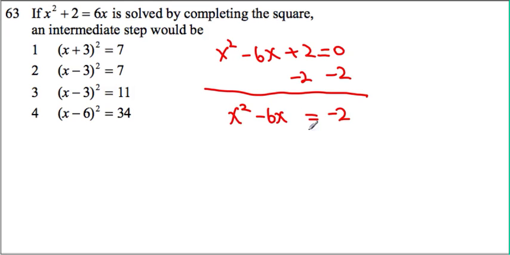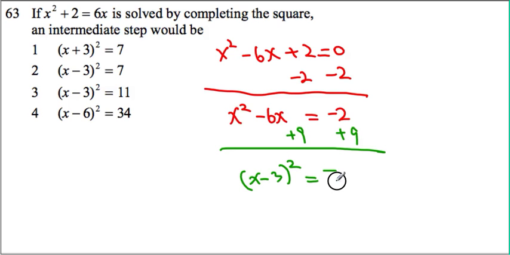Which number would you need? Yeah, that's right. We're going to divide this one by 2 and then square it. That means plus 9 on each side. Then here on the left side, we end up getting x minus 3 squared. On the right side, we get 7. To get rid of the square, we have to take the square root. Then x minus 3, in fact, is equal to plus or minus square root of 7.